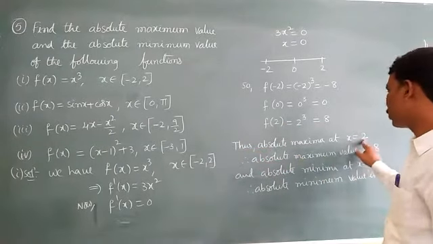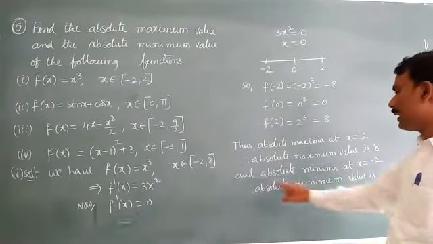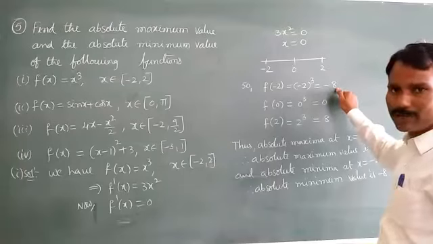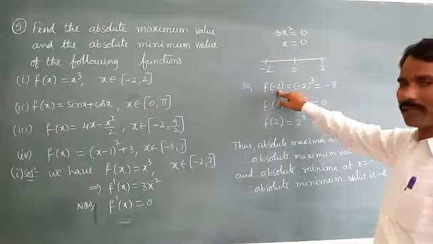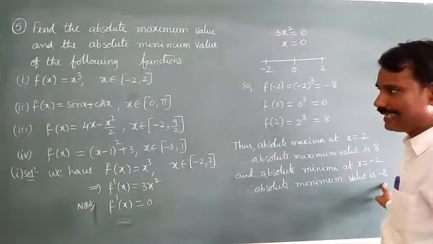Thus absolute maximum at x equal to 2. Therefore the absolute maximum value is 8. And absolute minimum at x equal to minus 2, because out of these values the smallest value is minus 8, so the absolute minimum value is minus 8.